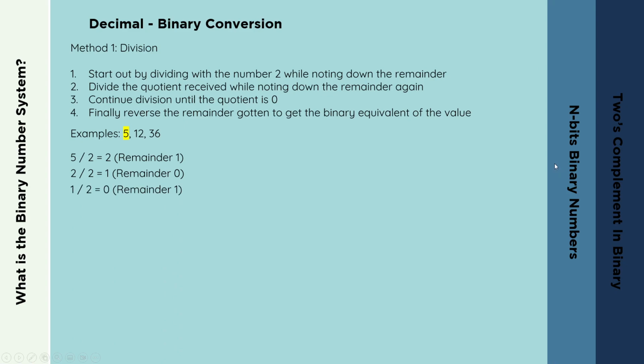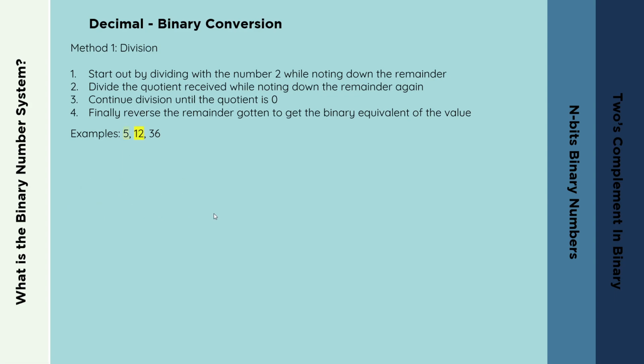Now, as you can see here, the quotient of 1 divided by 2 is 0. Now we know that we have to stop the division, so we can put together the remainders that we've gotten from the divisions in order to get our binary value. Which is 1, 0, 1 in reverse. Thus, the decimal integer 5 is 101 in binary form.